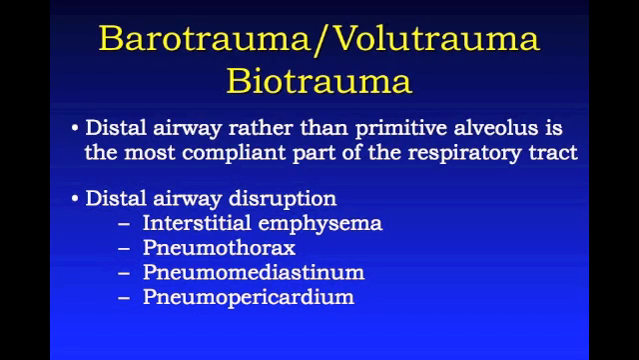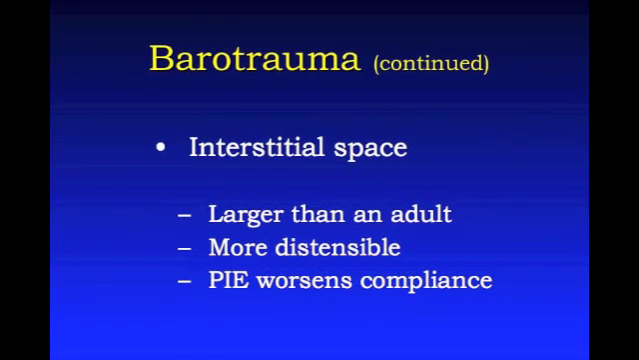So what that really means is that the distal airway is more distensible than the saccular alveolus, and that leads to injury, and it leads to interruption of it frequently, which can lead to PIE, pneumothorax, pneumomediastinum, and pneumopericardium. The interstitial space in the neonatal lung is much larger than it is in the adult, and because of that, it creates a place for fluid or air to collect, and then the air or the fluid can compress airways and make ventilation more difficult.